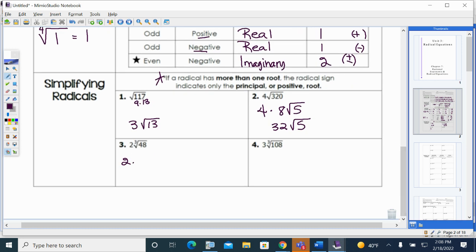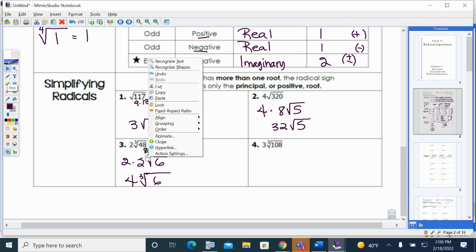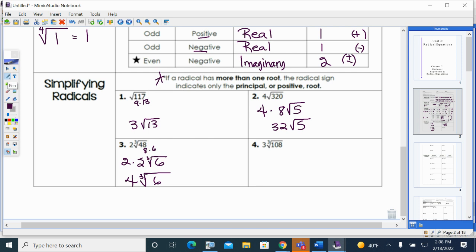So inside of 48, I can tell you that there is a perfect cube, and it's 8. 8 times 6 is 48. And the cube root of 8 is 2. And then I have got my cube root of 6. You can't really see my 3 there. It's a 3. And 2 times 2 is 4 times the cube root of 6. That's my little index, it's kind of hard to read. Still can't read it. You know it's a 3.